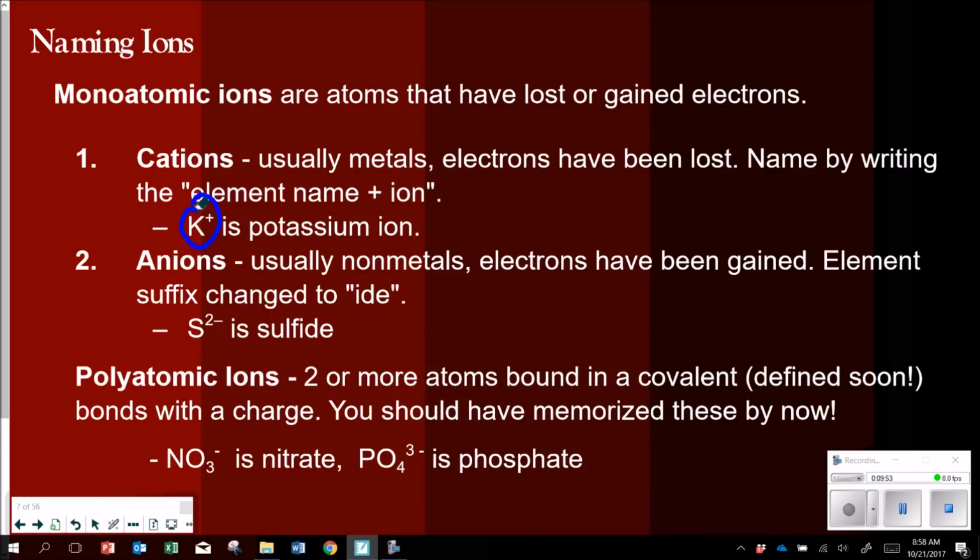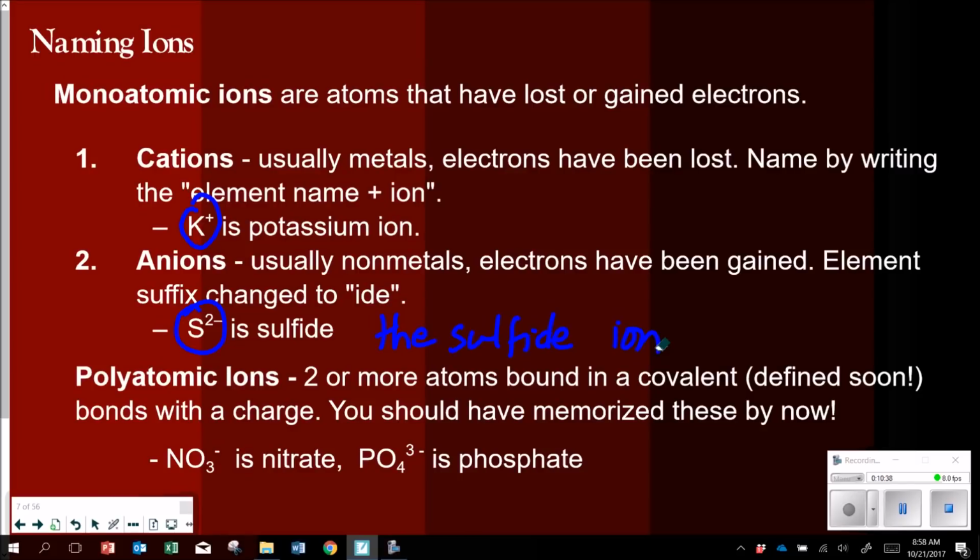Anions usually come from nonmetals. Electrons have been gained. Element suffix is changed to "ide." So S2- is sulfide. Now, we can also say the sulfide ion. Remember, cations and anions are all ions. So we recognize negative ions because of the "ide" ending, but it is still the sulfide ion.